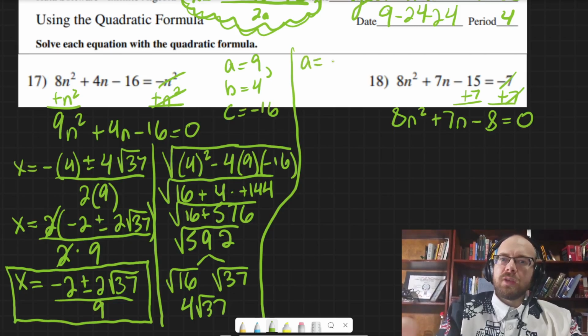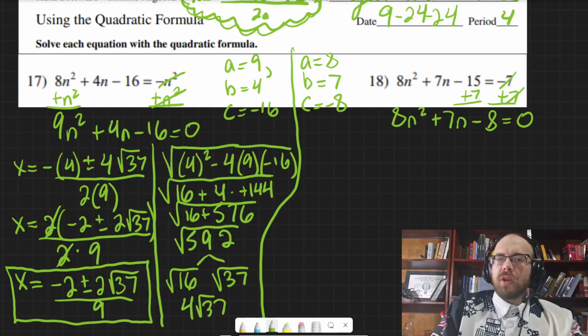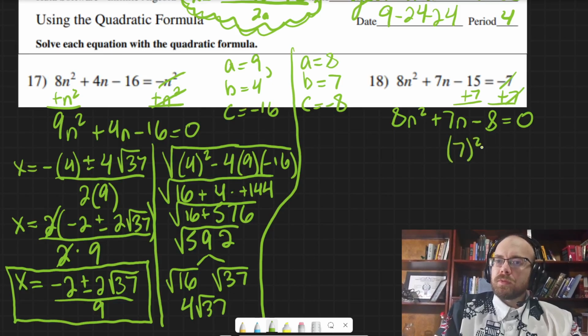A is equal to 8. B is equal to 7. C is equal to negative 8. So let's go ahead and do that thing we did: b squared minus 4ac. B squared minus 4 times a times c.